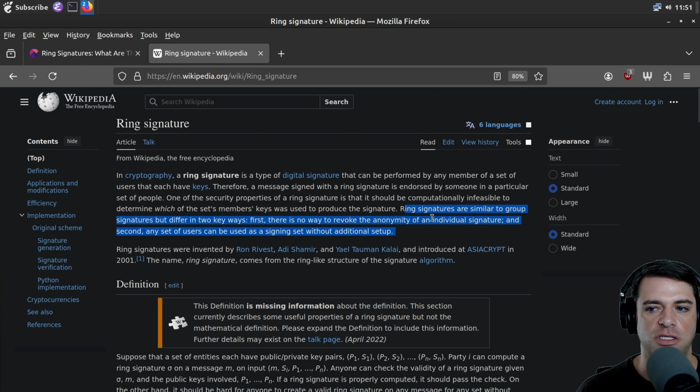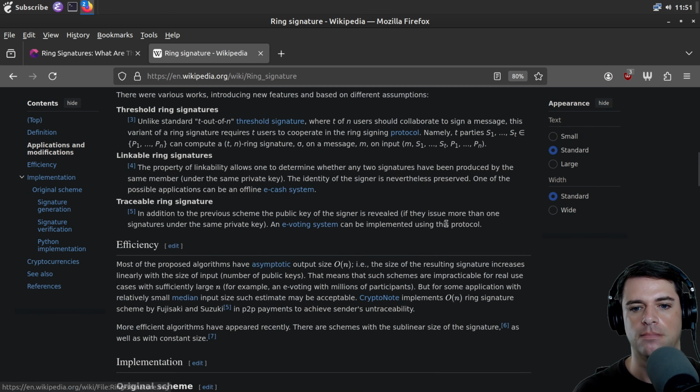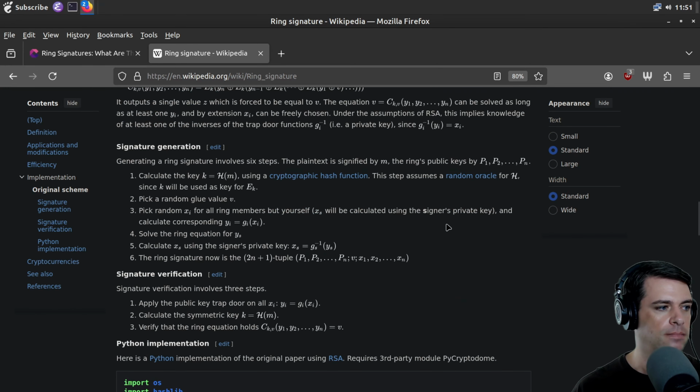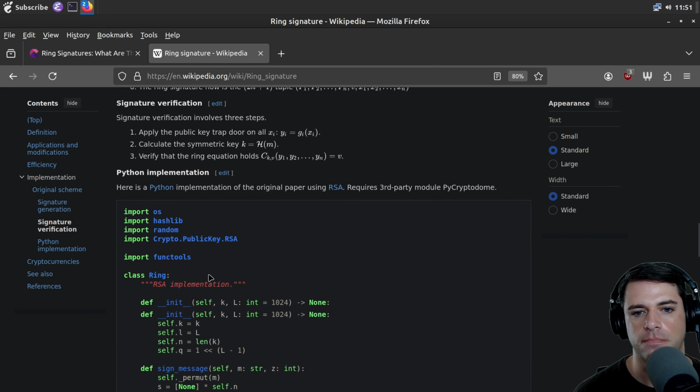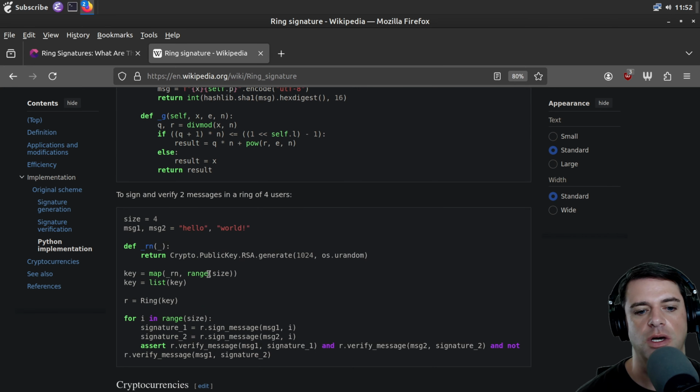Ring signatures are similar to group signatures, but differ in two key ways. First, there is no way to revoke the anonymity of an individual signature. And second, any set of users can be used as a signing set without additional setup. Here's some implementation. And so how does Monero fit in?